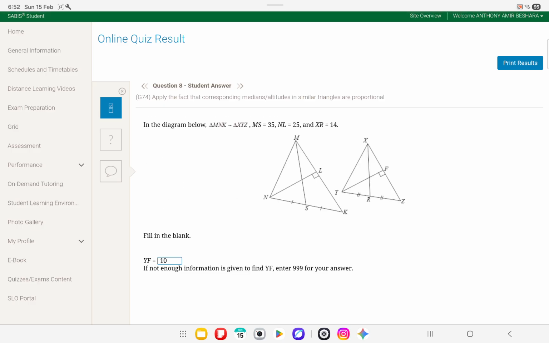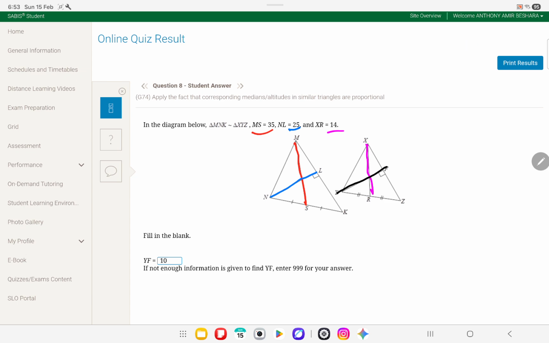Here it's the same thing that we already did, so we'll do it again. MS is 35. MS is in the red. NL is 25. NL is in the blue. And XR is 14. Where's XR? XR is 14. So, what do we do? And now, what do they want? They want YF.